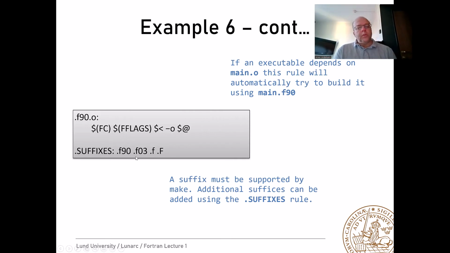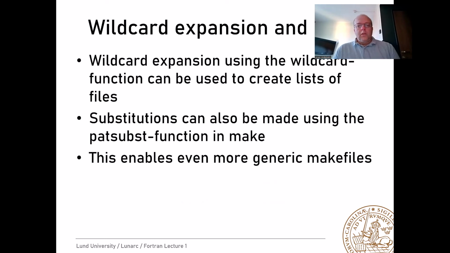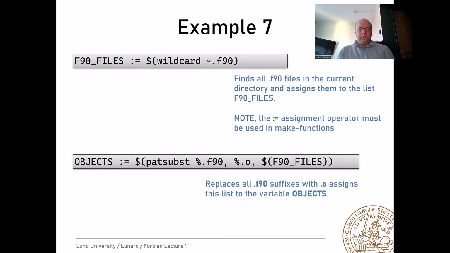Nowadays, I think this is a bit old, but which suffixes are recognized can be added or modified using the .SUFFIXES variable here. I think that most modern makes recognize that automatically. There's also something called wildcard expansions, which can be used to create lists of files. And you can also do path substitution using the patsubst function. And that means that we can do even more generic makefiles.